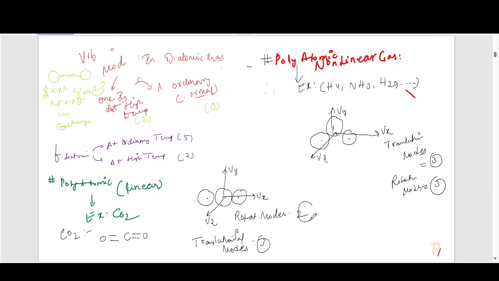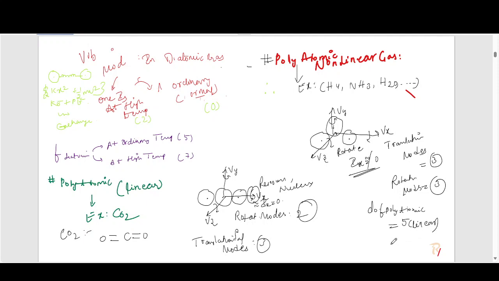Here we have 2, the reason being that we all know the nucleus can move, but here Ix equals 0. Here, far away from the nucleus, we can rotate it. Therefore Ix is not equal to 0. Therefore the degree of freedom of polyatomic is 5 for linear and 7 for non-linear.